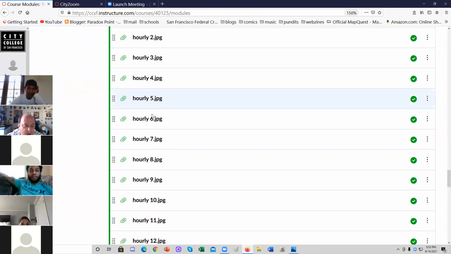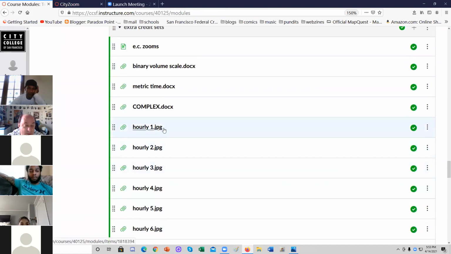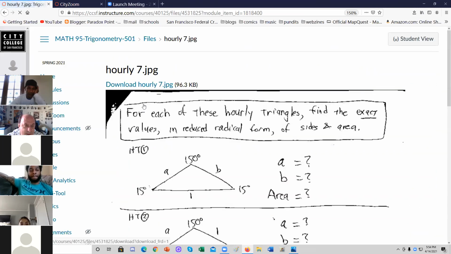This is another 12 section problem set, from hourly 1 to hourly 12. Those are all hourly trig problems. One person handed in some answers, which is good, but they gave the answers in terms of decimals, and for all these problems I want the answer to be exact values in reduced radical form. So something like square root of 2 over 3, square root of 7 over 2, or what have you.